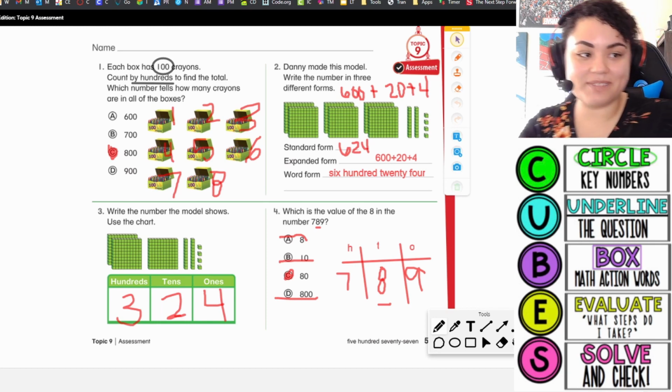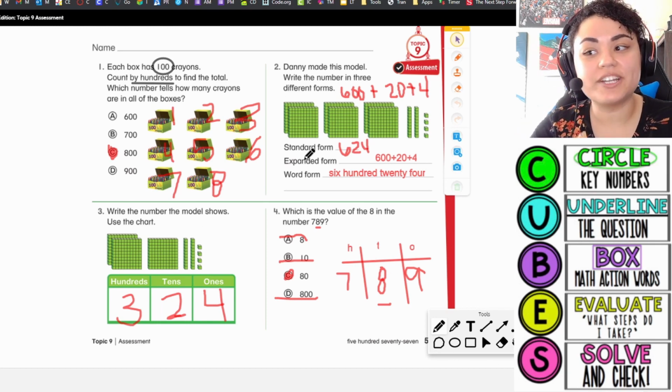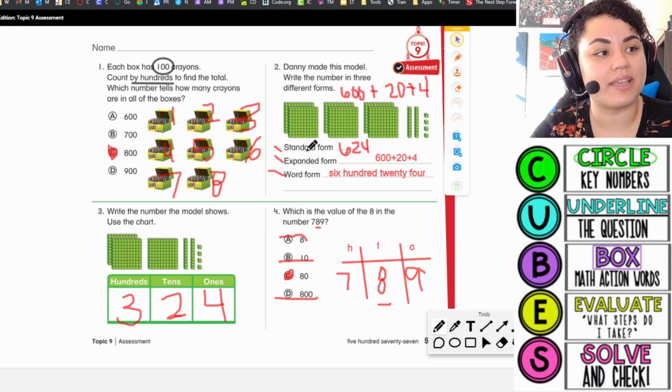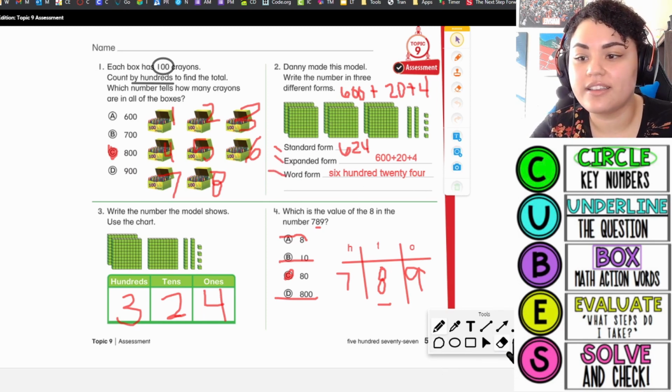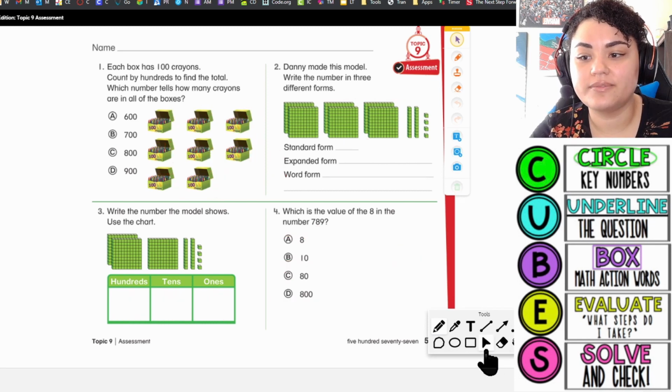Okay, so hopefully we're not moving too quick for you. This should be pretty simple. Again, the thing that I want you to focus on is the forms, because that might be confusing. So let's go ahead and move on.